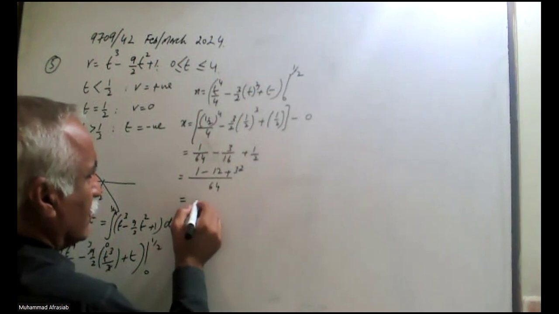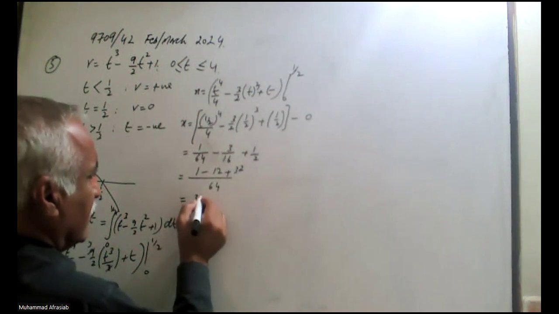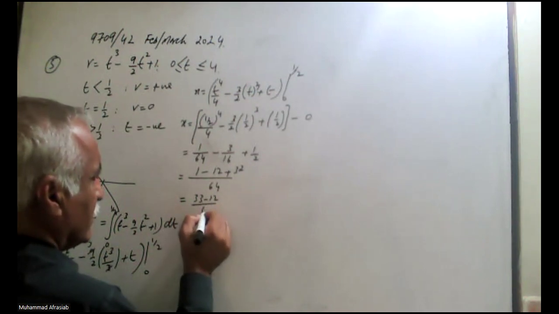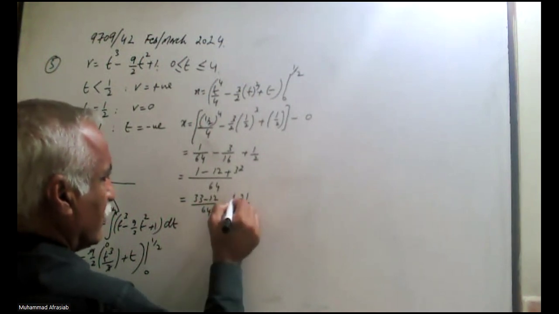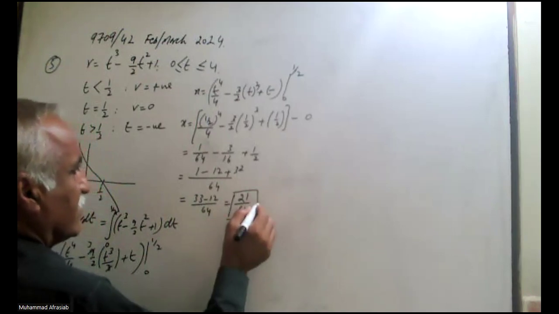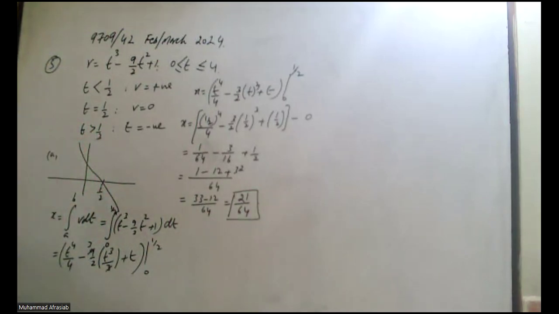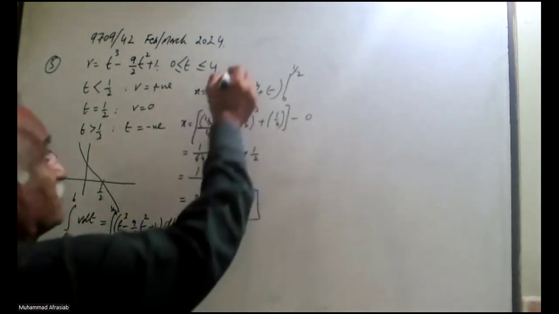That is equal to (33 minus 12) over 64, and that is equal to 21 over 64, which is the answer for this particle moving on this equation, starting from O.